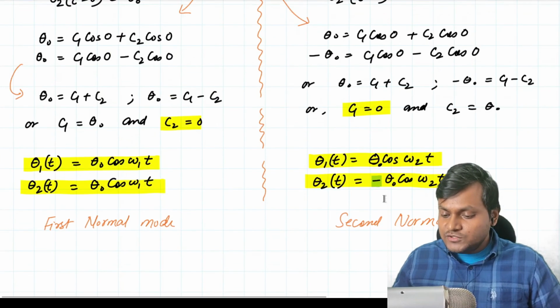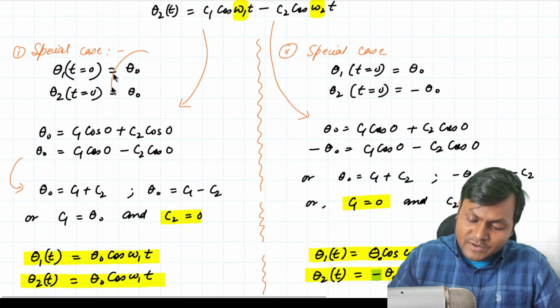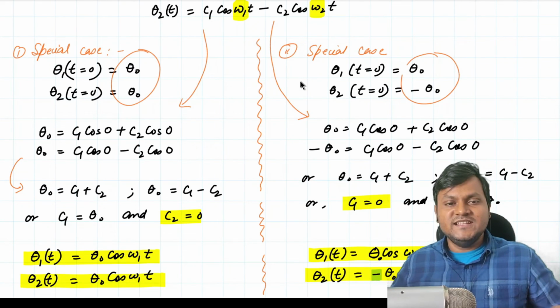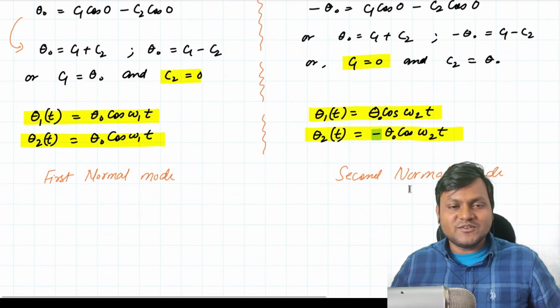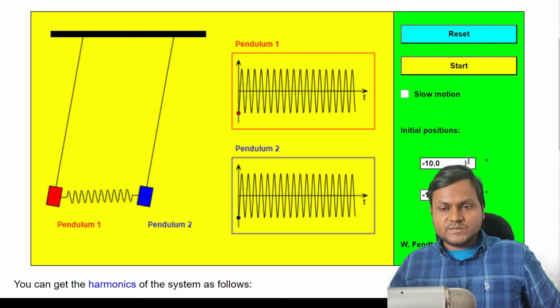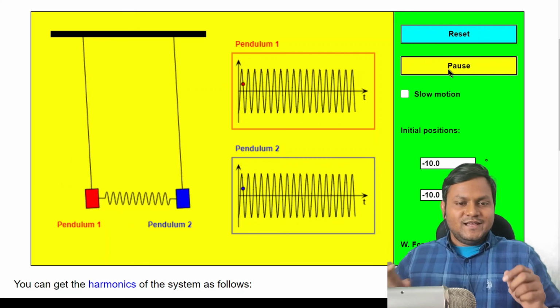And these normal modes can only be found when we give the same displacement for the first situation and exactly opposite displacements in the second situation. So let's run the simulation and see what we get. Here I give the first pendulum a displacement of minus 10 initially, and the second pendulum also a displacement of minus 10 initially. And if I run it, what do you get?